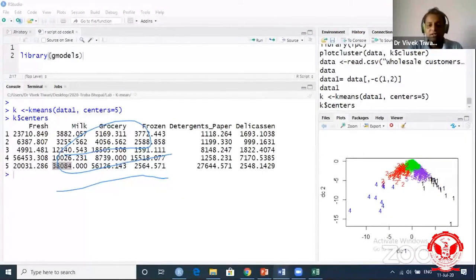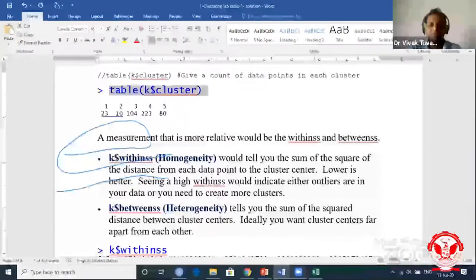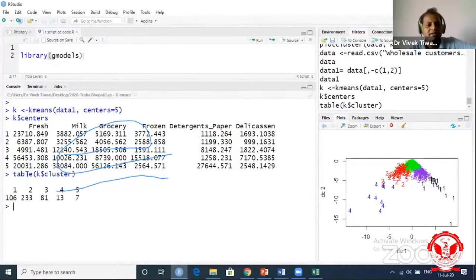Now for the next part. If somebody wants to see how many items each cluster contains, there is a command, the table command. K is the output of the clustering process that I stored in the variable K. So K dollar cluster is the command. The moment you fire it, it shows how many observations belong to each cluster. Cluster 1 contains 106 observations, or customers, cluster 2 contains 233 customers, cluster 3 contains 81 observations, and so on for clusters 4 and 5. In this way you can visualize all those things.